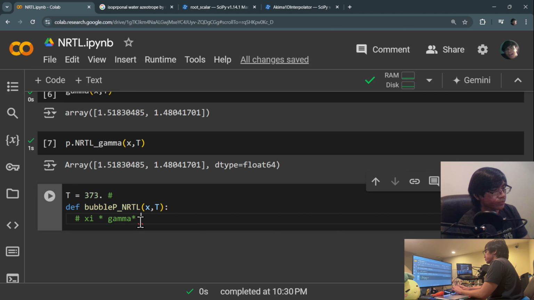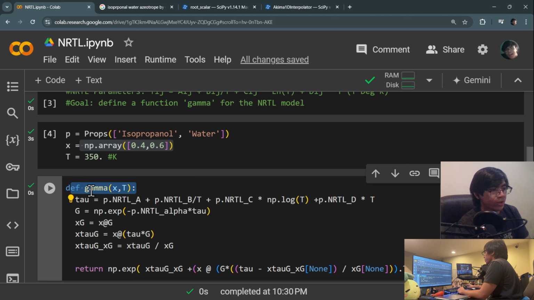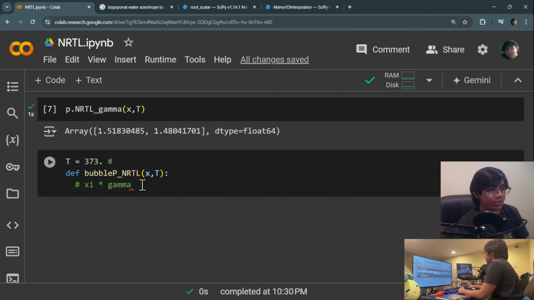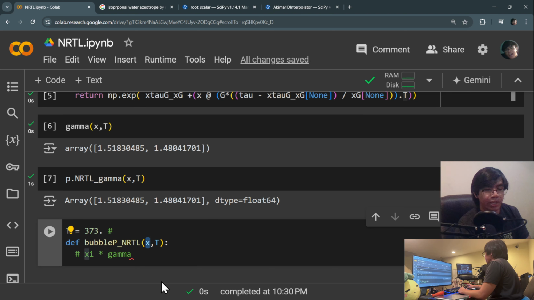I think I have, oh yeah, here's what I was talking about earlier. Remember, our gamma was taking in a liquid mole fraction and temperature. So that's why it works out pretty easily when we use our bubble pressure and bubble temperature, since we're already inputting that liquid mole fraction. For dew pressure and dew temperature, it'd be a little bit harder since we need to have some sort of guess for that liquid mole fraction.